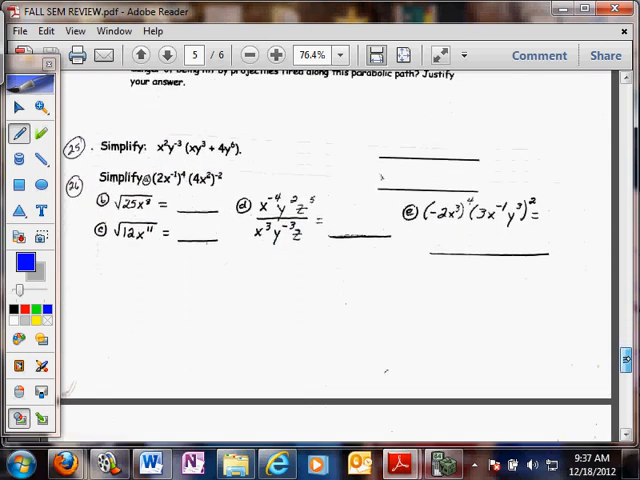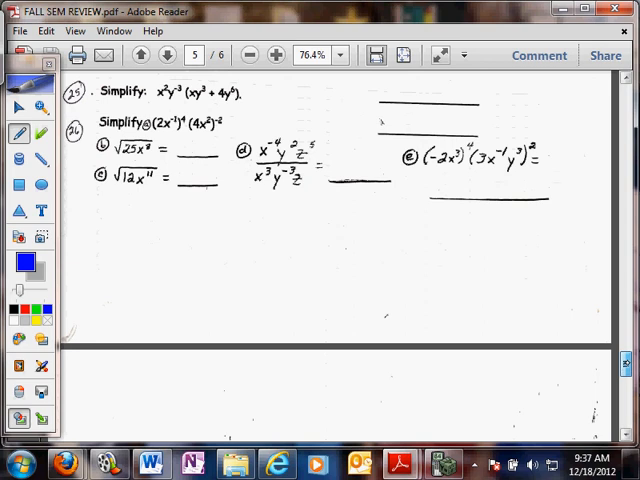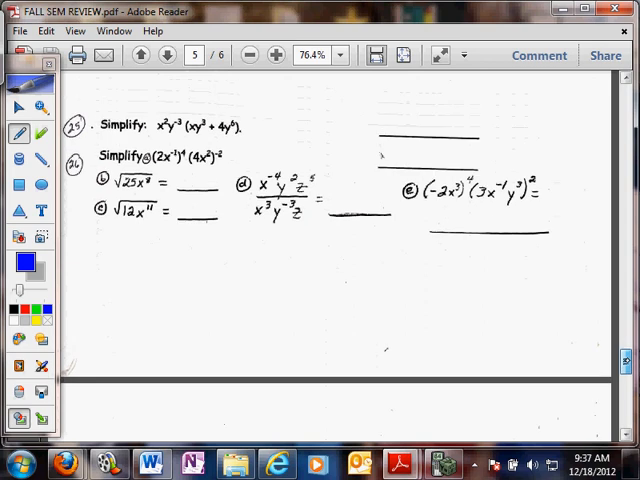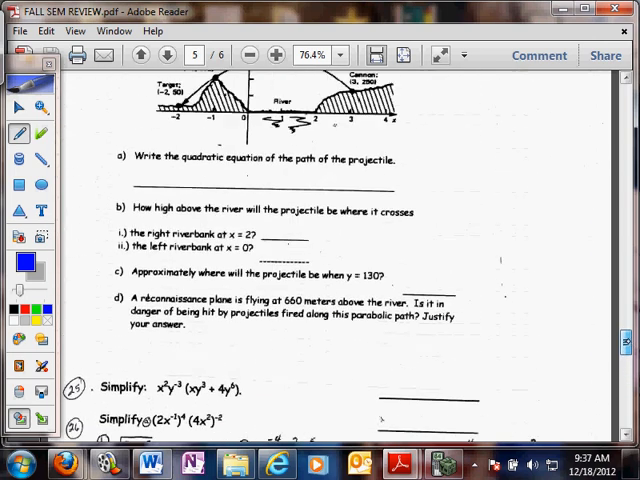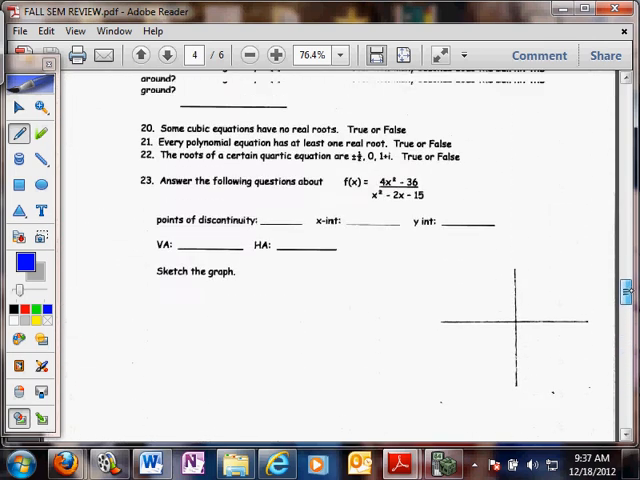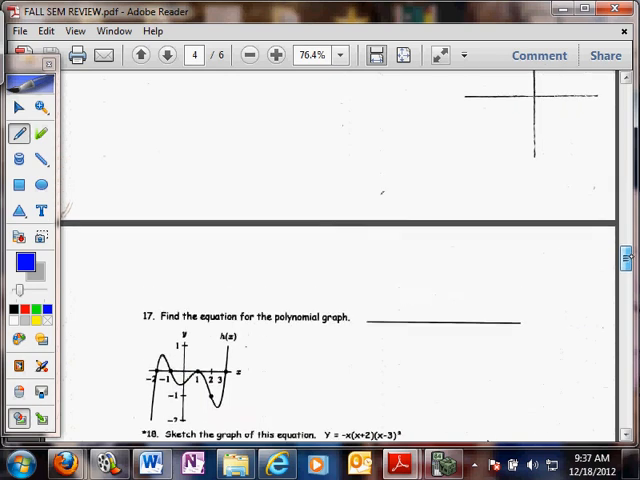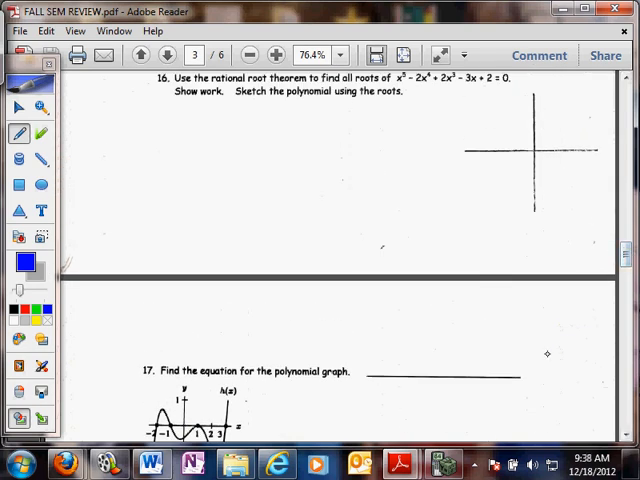And the rest of it, I'm going to leave you with the last review that I gave you over these logarithms, and that should suffice for the rest of this review. Make sure that you do all of the review and study your best. Good luck.